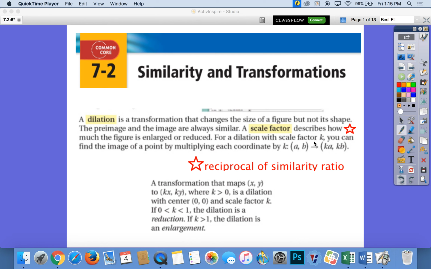Alright guys, some of this stuff is going to be familiar from what we've done before. We're going to combine section 7.2 today and section 7.6 and pick and choose out of both to combine it. So we're going to talk about transformations, and we're going to specifically talk about dilations.